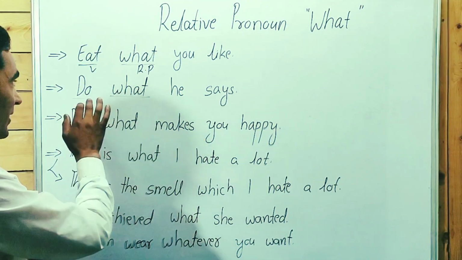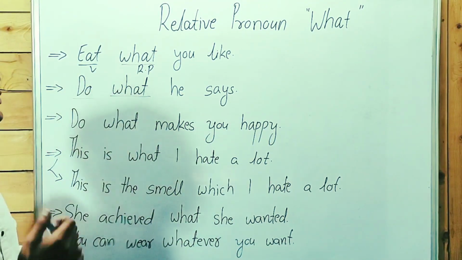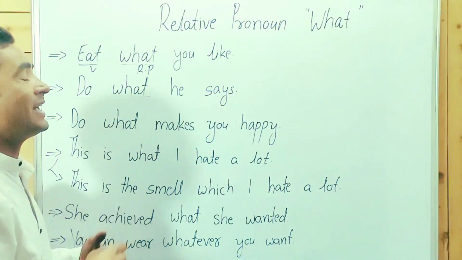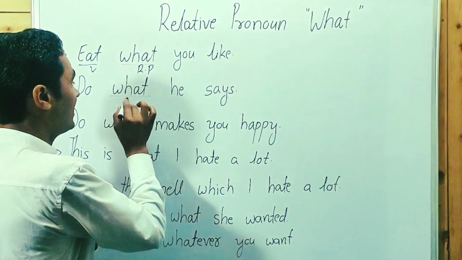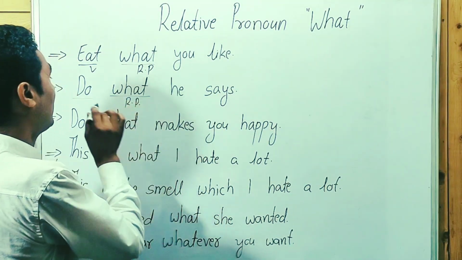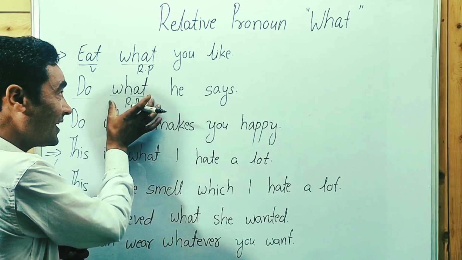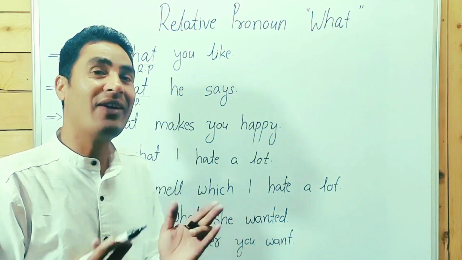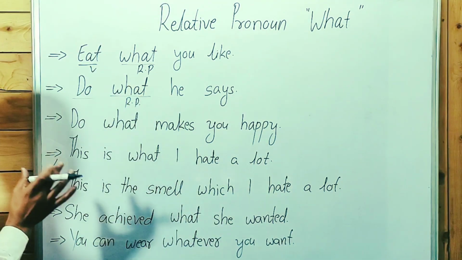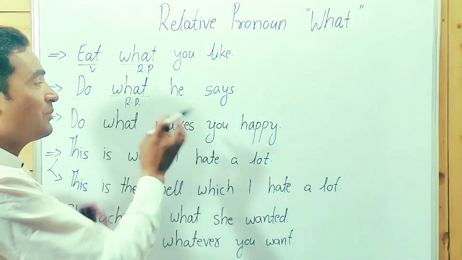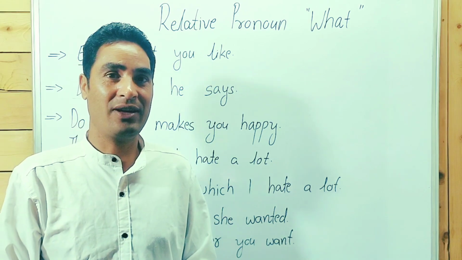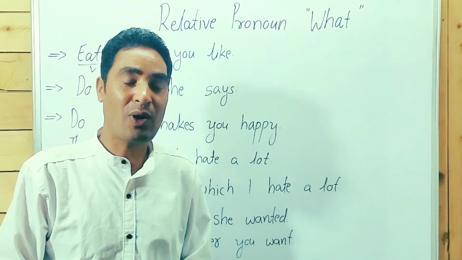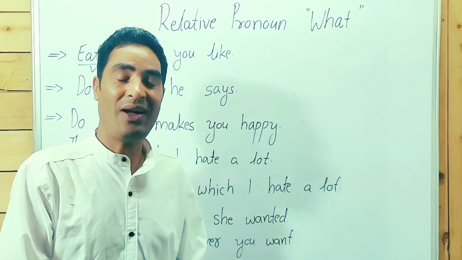I repeat, do what he says. Here what is a relative pronoun. Do is a verb. What is used when we don't have an antecedent. Here no antecedent has been given. Do what makes you happy. I don't know what makes you happy. Do whatever makes you happy.